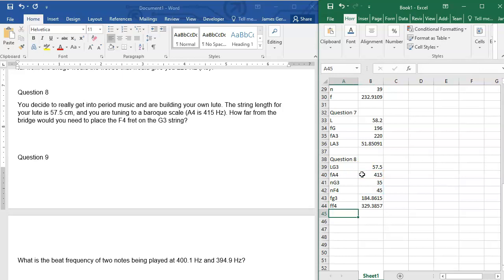And so now we have our two frequencies. And you know from the other problem where we had to do this that the length of the F4 is just going to be the length of the G3 times the G3 frequency divided by the F4 frequency, to get to 32.27 centimeters. That is where we need to put the fret for the F4 on this lute that you've decided to build. And that's it for problem 8.